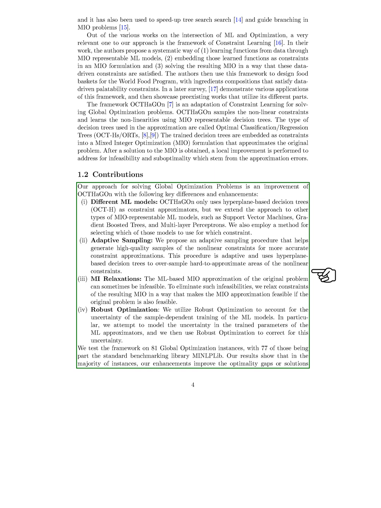Sometimes, the machine learning-based MIO approximation of the original problem can be infeasible. To address this, we relax the constraints of the resulting MIO in a way that makes the MIO approximation feasible if the original problem is also feasible. We also use robust optimization to account for the uncertainty of the sample-dependent training of the machine learning models. We try to model the uncertainty in the trained parameters of the machine learning approximators and then use robust optimization to correct for this uncertainty.